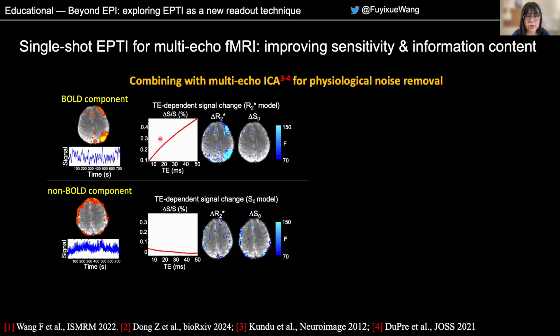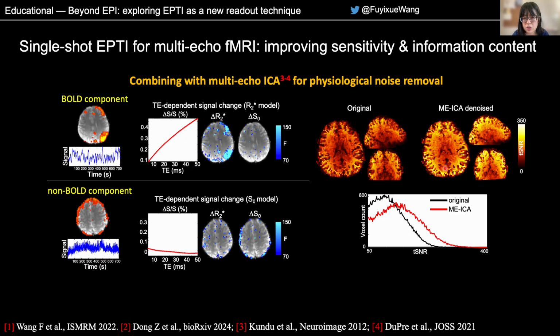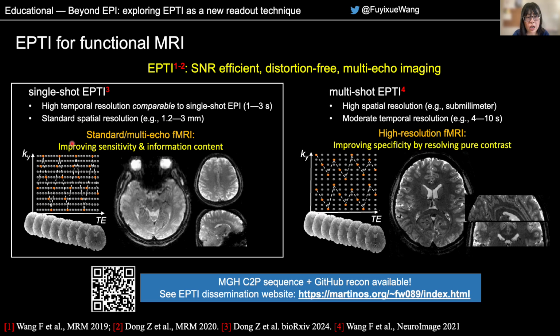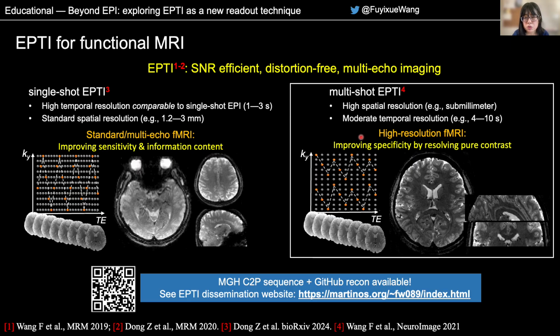And the core idea is that the BOLD signal change is TE dependent while the non-BOLD noise is not. So by looking at signal across different TEs, multi-echo ICA can separate signal and noise and further improve tSNR efficiency and fMRI sensitivity. So now I've introduced to you the single-shot EPTI for standard multi-echo fMRI. I'll move on to talk about multi-shot EPTI for high-resolution fMRI, where EPTI has unique advantages.